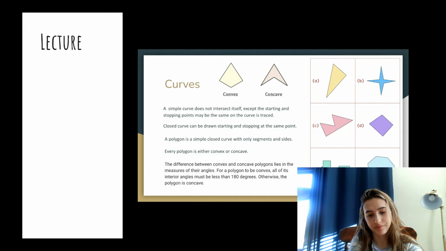Is E convex or concave? E is concave. That is correct. What is F? F is convex. Correct.